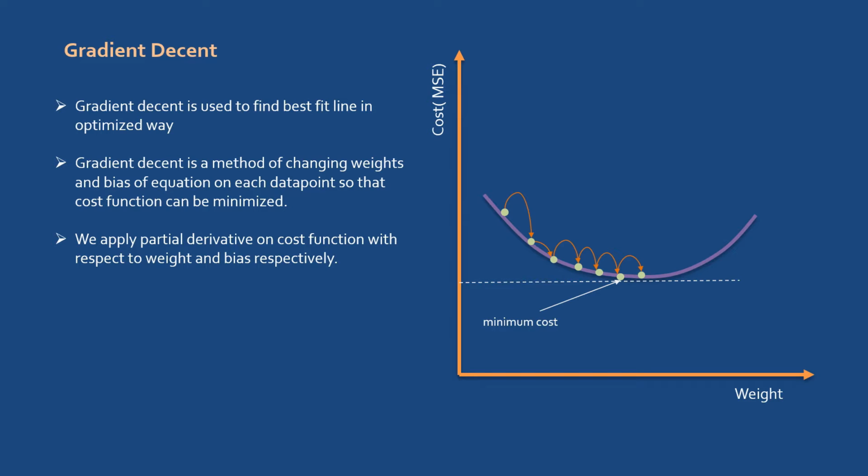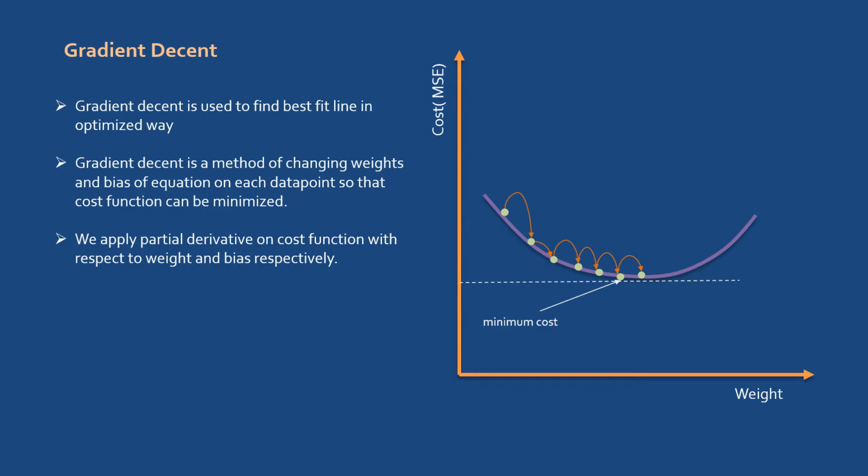One such optimization technique is called gradient descent. In this method, we modify the values of bias, which is w0, and weight, which is w1, at each data point by taking the partial derivative of the cost function with respect to bias and weight respectively.